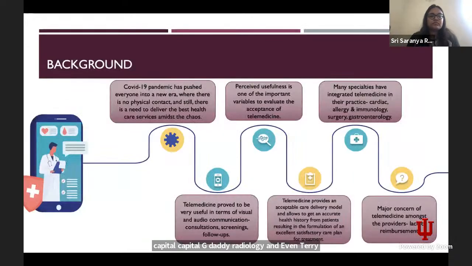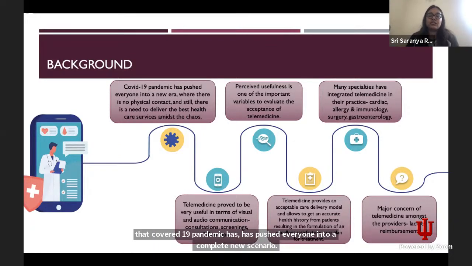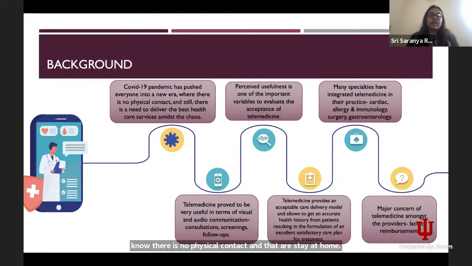So coming to the background part, we all know that the COVID-19 pandemic has pushed everyone into a completely new scenario. There is no physical contact and there are stay-at-home orders, but there is still a need for all of us to deliver the best healthcare services among all the chaos. Continuous monitoring of COVID-19 patients is required for temperature change and to monitor any development of severe consequences. And I think telemedicine can offer an excellent platform to continue the communication and the care.